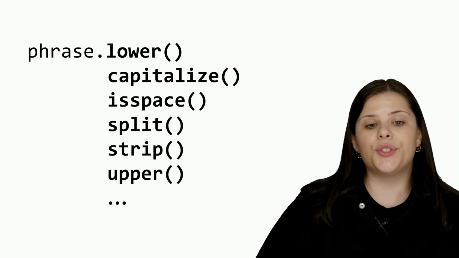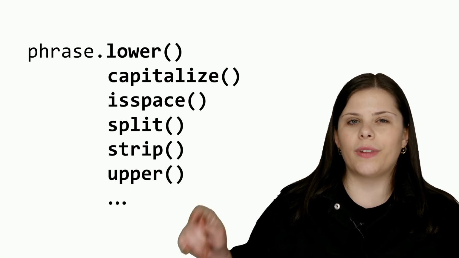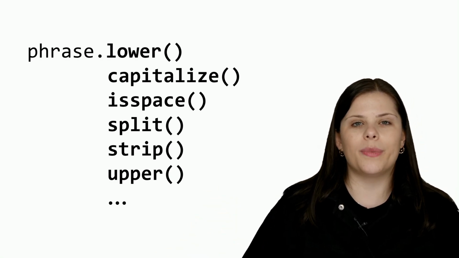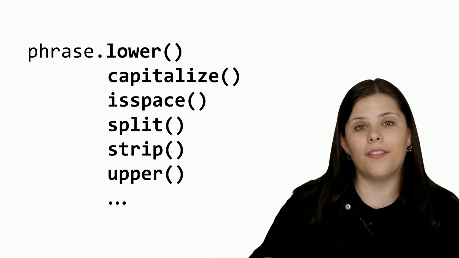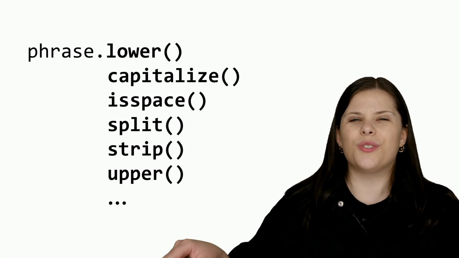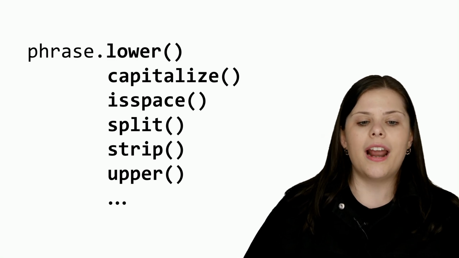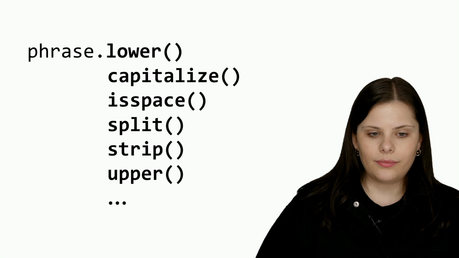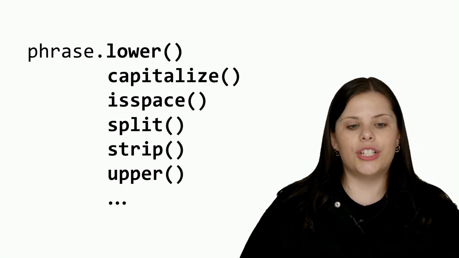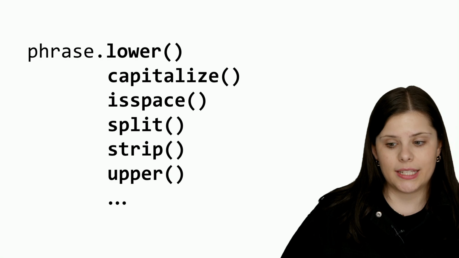What are some other ones? Strip would remove some characters to isolate the word that you're looking for. It's very commonly used with whitespace. When you have space, space, space, space, and then the word you're looking for, you don't want to store all of those spaces. So just stripping it of spaces is very helpful. And upper, contrary to lower, just makes all of the characters uppercase.